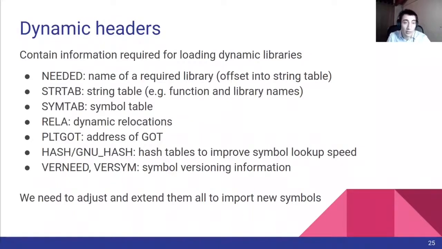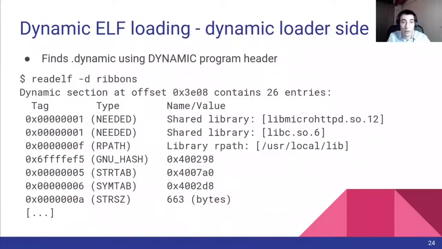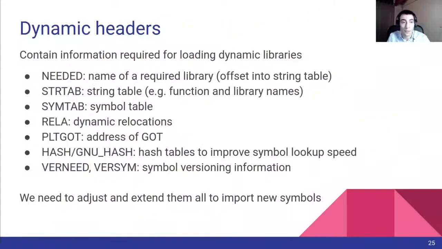So there are needed type of entries, and what those do is they specify the name of some required libraries. So for instance, our ribbons binary needed two libraries, and that would be the libc.so.6, so that is the C standard library, and also libmicro-httpd. Then there is the string table, because actually what the needed entry do is specify an offset inside a string table. So this table contains the names of required function and required library names.